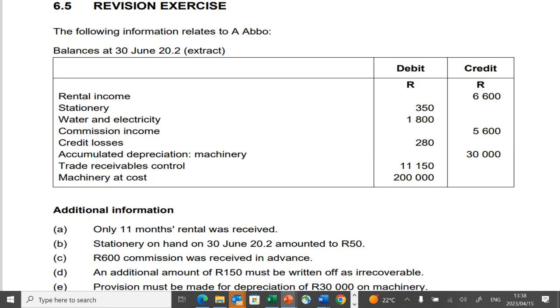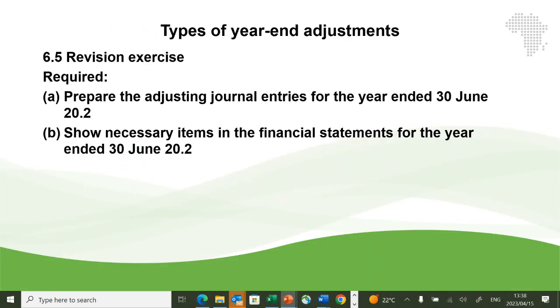So let me just move on. What is required out of this exercise? You will see under revision exercise 6.5 in your learning unit 6 it has different requirements than the one that I listed here. I did it intentionally to only ask for this one so that we only focus on the adjustments I want you guys to pay attention to today. So what is required here is: number 1, prepare the adjusting journal entries for the year ended 30 June 20.2, and number 2, show necessary items in the financial statements for the year ended 30 June 20.2.